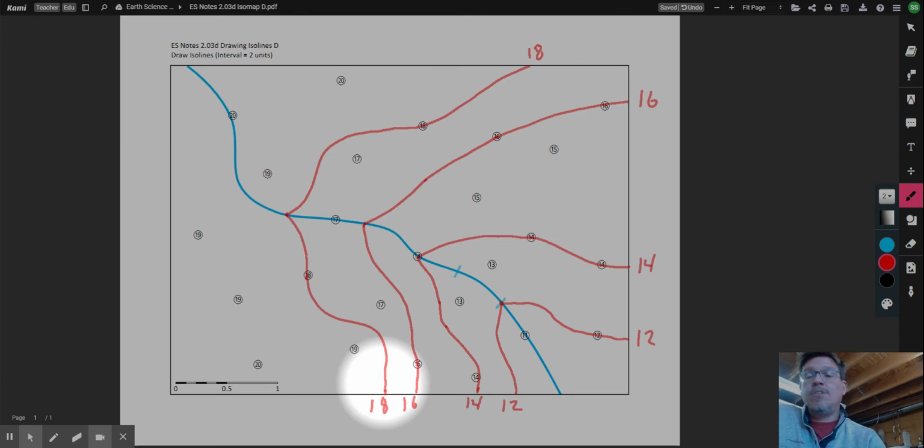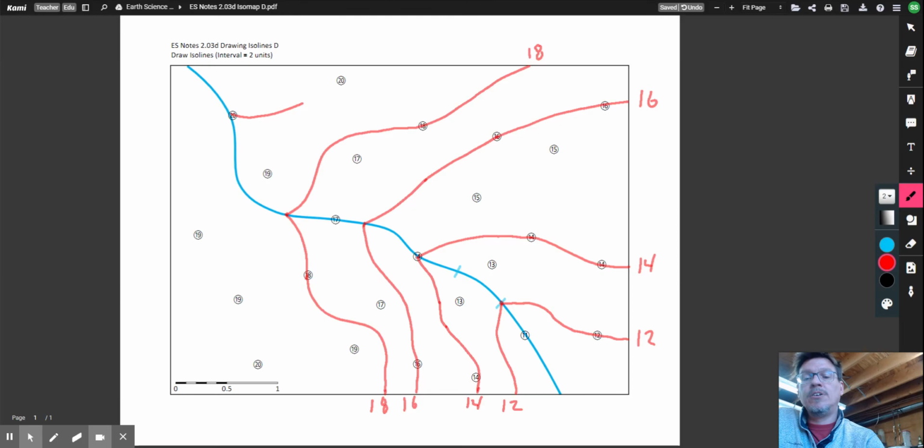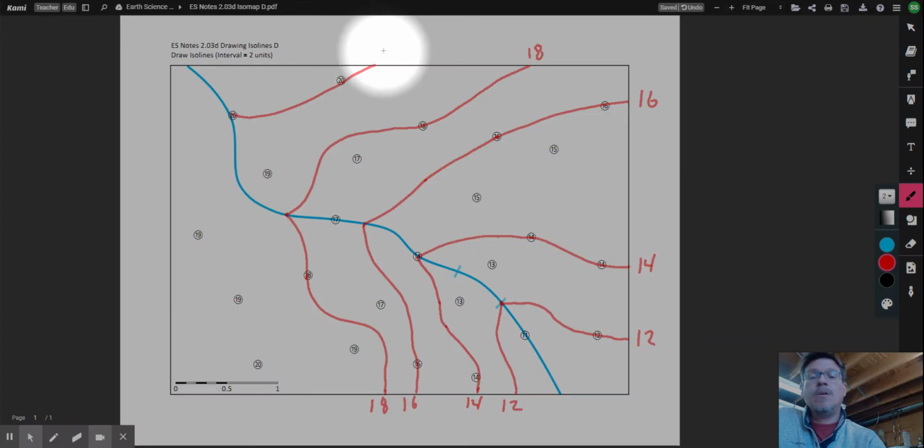Okay, I've got one left to do. That's the 20. There's a 20 right on the river here. So I'm going to create a little bit of a curve and bring it out just like the rest of the pattern.